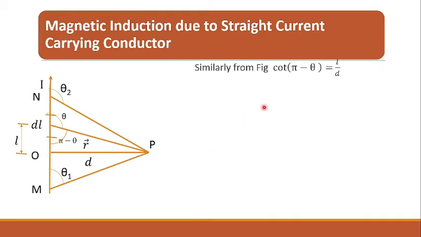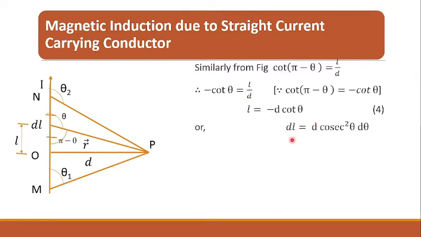Similarly, from figure we can see that cot of pi minus theta is equal to L upon d. Cot of theta is adjacent side upon opposite side, which is equal to L upon d, and therefore we can write minus cot theta is equal to L upon d, since cot of pi minus theta is equal to minus cot theta. And therefore we can write L is equal to minus d cot theta, or we can take the differentiation on both sides. We can write dl is equal to d cosec square theta d theta.